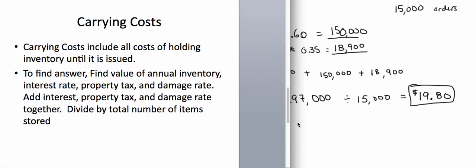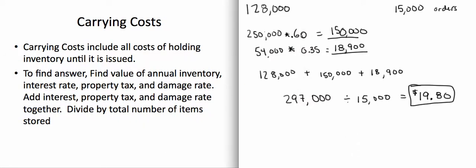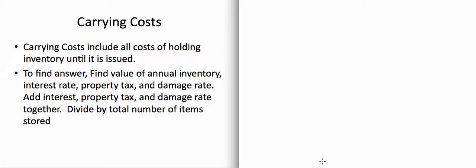Okay, so now we have ordering, now we have carrying. Carrying includes all of the costs for holding inventory. Basically what that means is you're going to find the annual inventory, and then using the annual inventory you find the interest rate, property tax, and damage rate. We're going to add those three values together and then divide by the total value of the items that are stored.